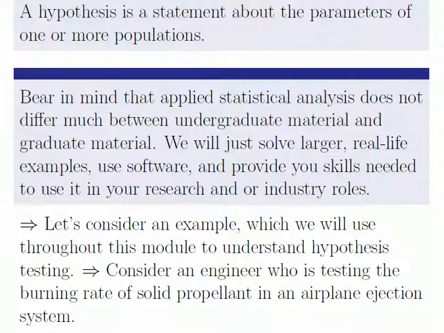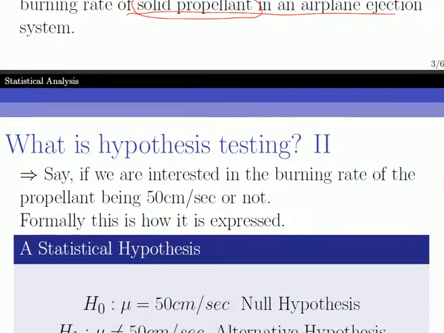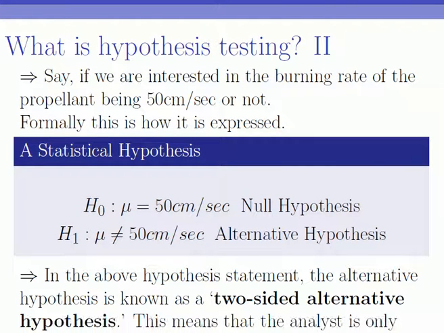So let's take an example, and we'll stick with the same example throughout this module to get us going. Let's talk about an engineer who's testing the burning rate of a solid propellant in an airplane seat ejection system, and he has a hypothesis about this burning rate. Say he is interested in whether the burning rate of the propellant is 50 centimeters per second or not. We call this a hypothesis because he or she is making a statement about the burning rate of this solid propellant.